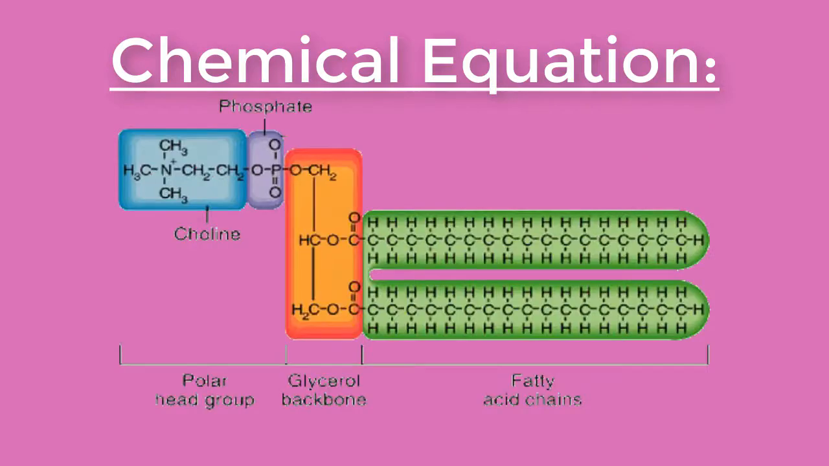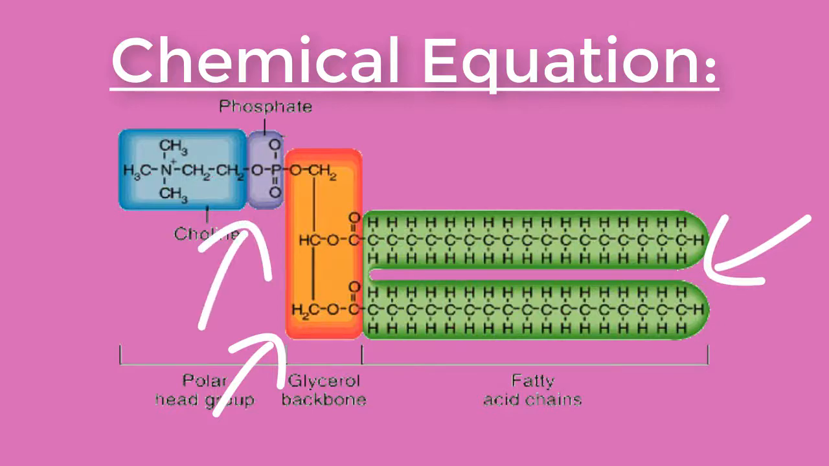For example, phospholipids have glycerol as the backbone and two fatty acids instead of three to make room for a phosphate group.